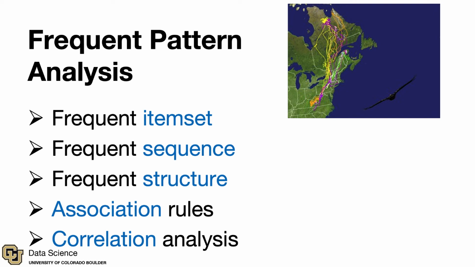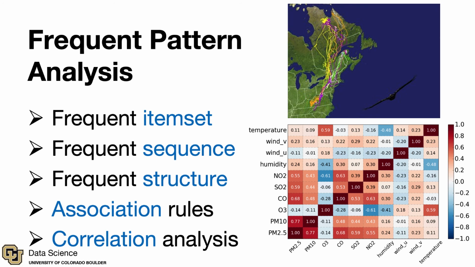But beyond identifying things that occur frequently, we also want to be able to identify relationships. This generally is about association and correlation, which we'll spend more time talking about. But here is just one example from our research. We're trying to look at different types of attributes that may be relevant to air pollutants. We'll look at PM2.5, PM10, ozone, CO, SO2, and other ones like humidity, temperature, wind speed and also direction.